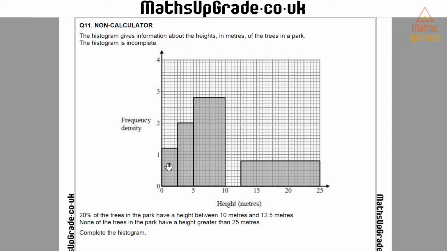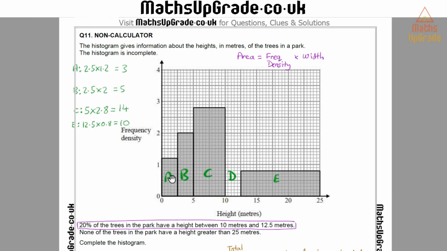So if I can find the areas of these bars, that'll be a good start. So let's do that now. I'm calling these bars A, B, C, D and E. D is missing. So the area of A is just given by the frequency density times by the height, or in other words the class width. So the frequency density of section A is 1.2 and the class width is 2.5. So that's 2.5 times 1.2.